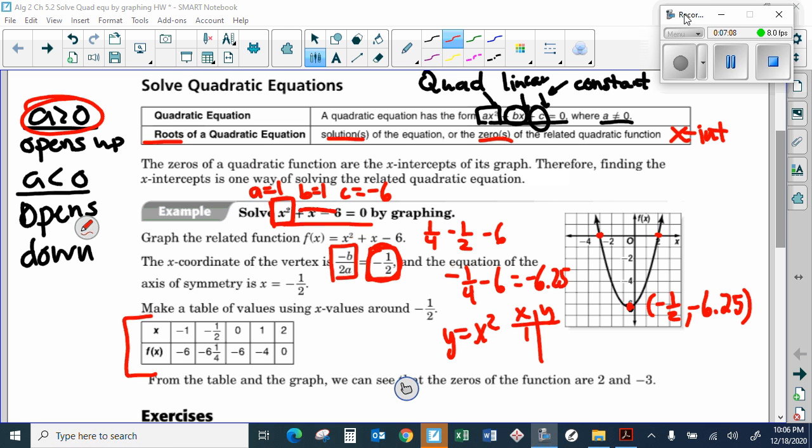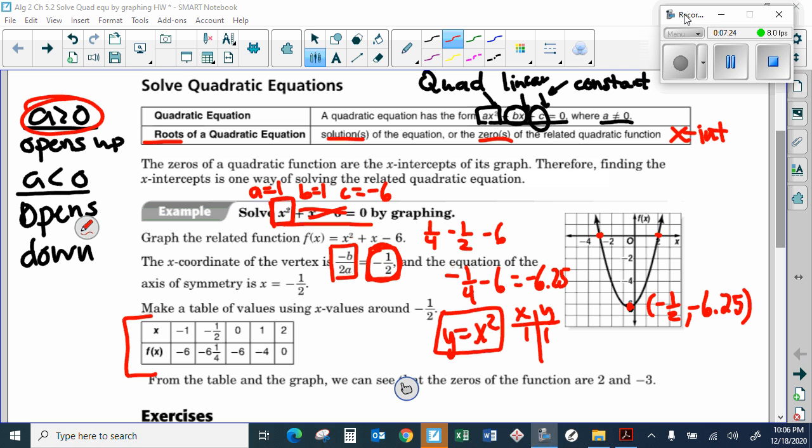I plug in 1 into y equals x squared, because remember, that's the shape of the graph. We've already taken care of the plus x and minus 6. That's what shifted it left 1/2 and down 6.25. The shape of the graph is just the ax squared part right here. So y equals x squared. So if I plug in 1 for x, I get 1 for y.